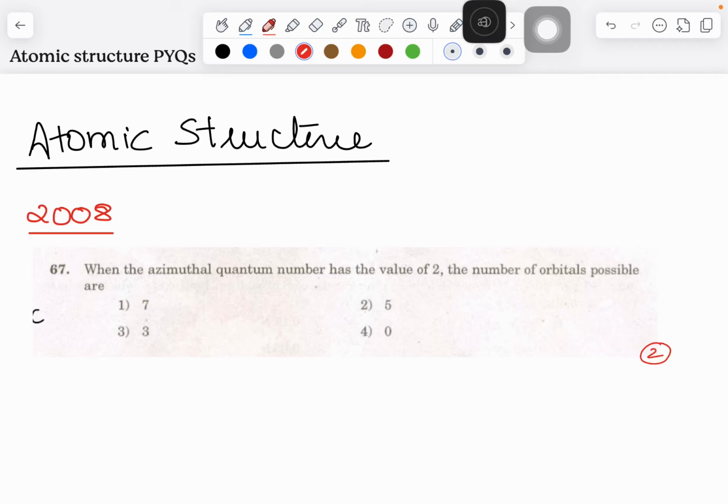Hello all. In the previous video we completed the periodic property PYQs. In this video we will be dealing with atomic structure. Again I will be making two videos, part 1 and part 2. In part 1, in this video, I'll be covering all the PYQs of KCET of the chapter atomic structure from the year 2008 to 2014.